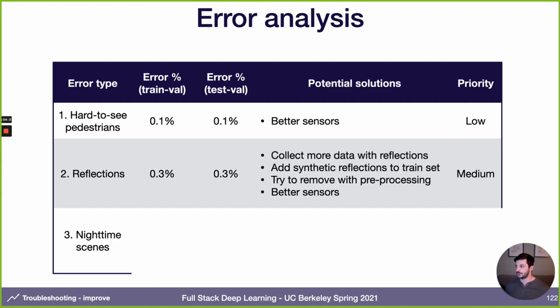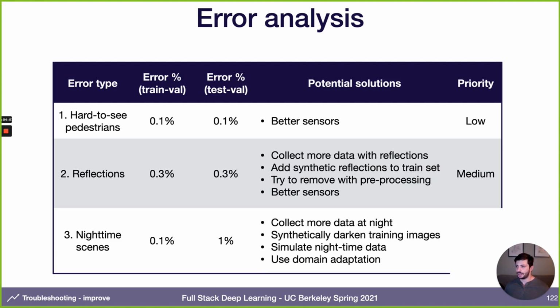And then lastly, we looked at this error type of nighttime scenes. So very small contributor to error in our training validation set. But let's say that we found a lot more errors that were caused by this in our test validation set. So this is maybe one of our sources of the gap between our training validation error and our test validation error. And some ideas that we could try about how to deal with this.